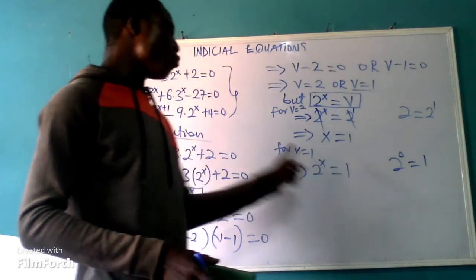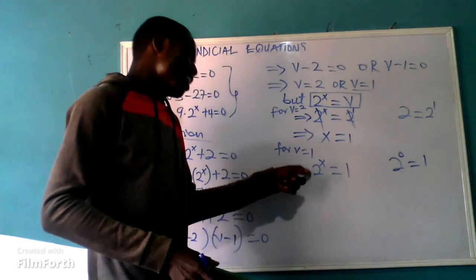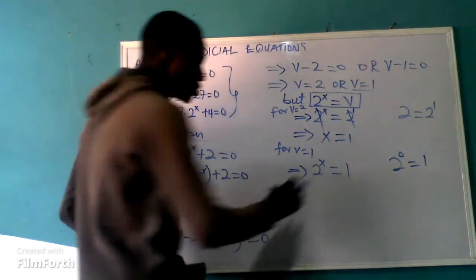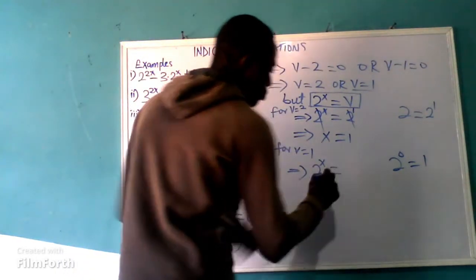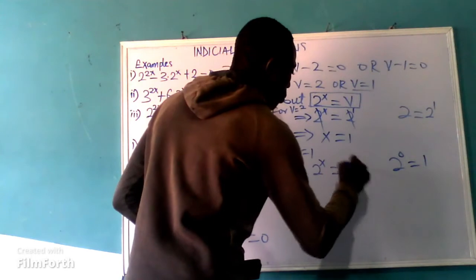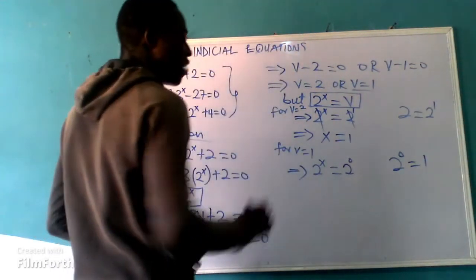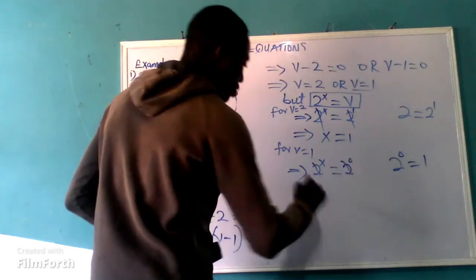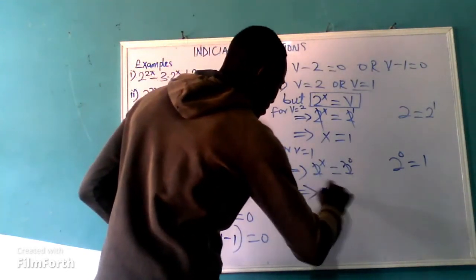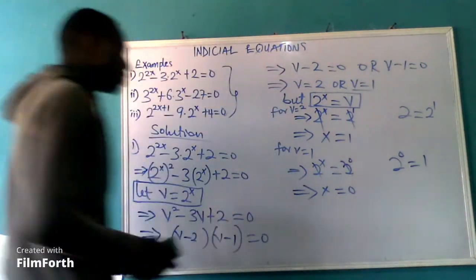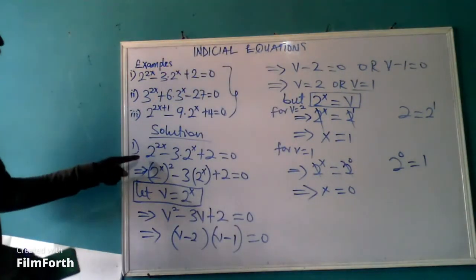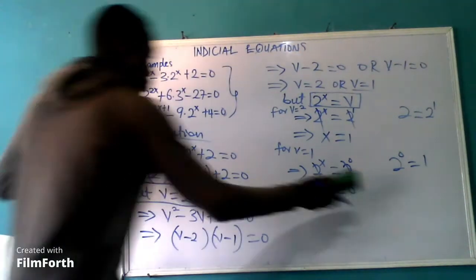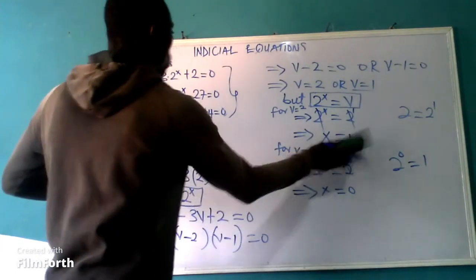Why do I choose 2 raised to power 0 to replace 1? I choose it because I'm working towards having the same base at this side as we have at this side. So I will write this equation as 2 raised to power x equal to 2 raised to power 0. Since the bases are common, they cancel, so that we are left with x equal to 0. This equation is also true for x equal to 0, just as it is true for x equal to 1.